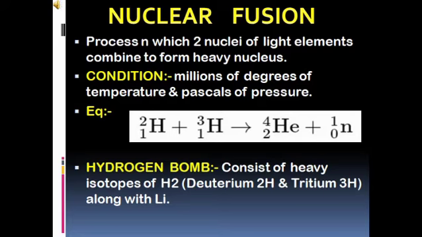Now the hydrogen bomb is also there, which consists of heavy isotopes of hydrogen, that is deuterium 2H and tritium 3H along with lithium. So this was about nuclear fusion. Okay, now let's move further.